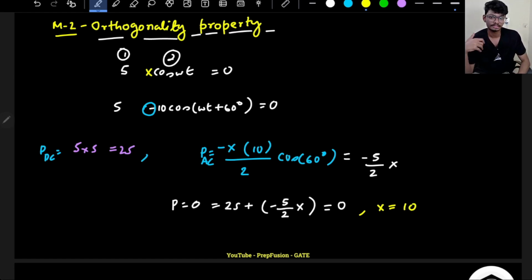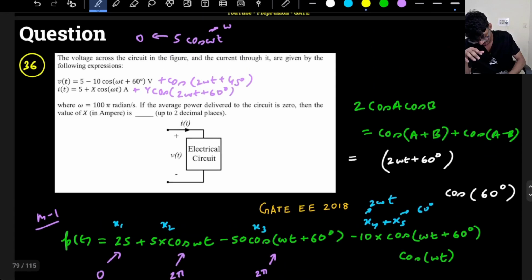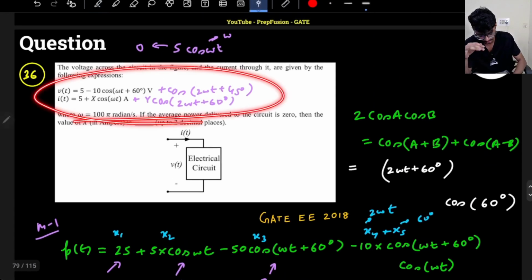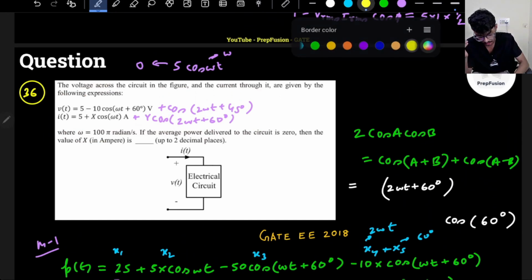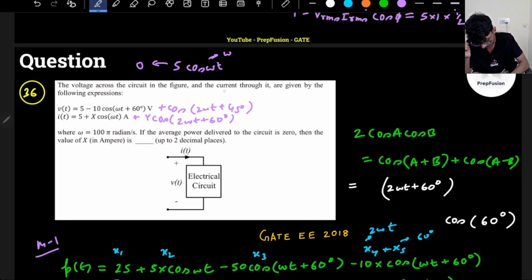Now let's check another example. Let me take the same example only. Let's say these three were my signals. If you use a shortcut, although this is not really a shortcut, we are basically deriving the result only. But if you want to use a shortcut, you will write the DC power. DC power is 25 only, 5 into 5. Okay, what is the AC power?